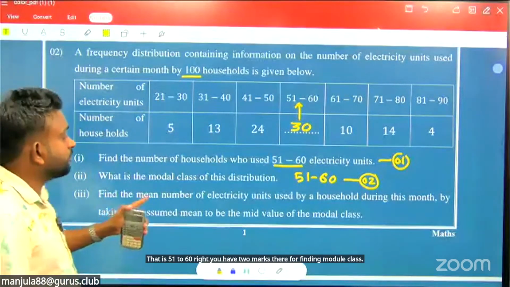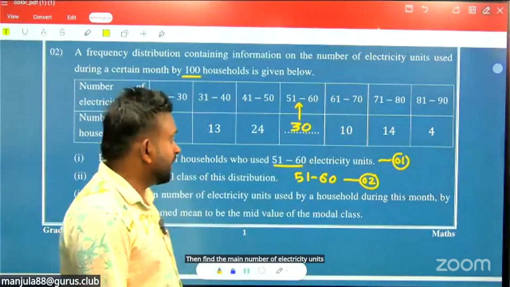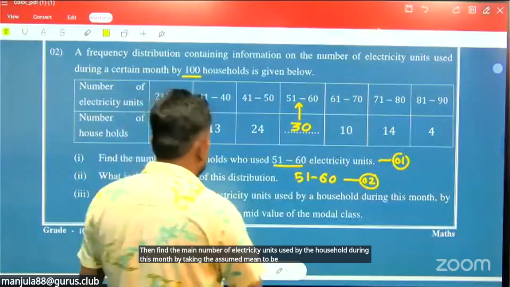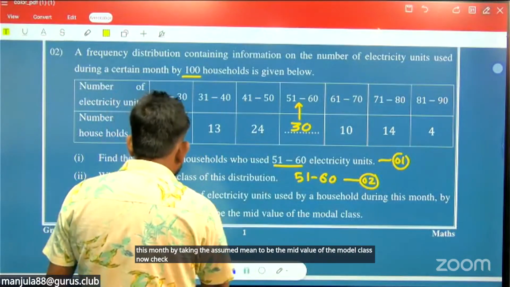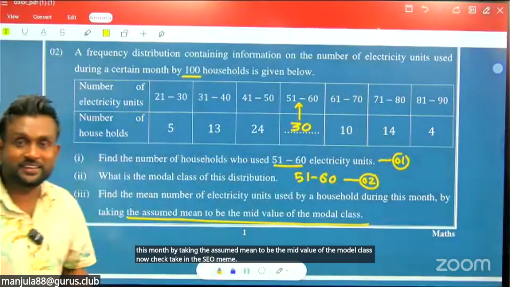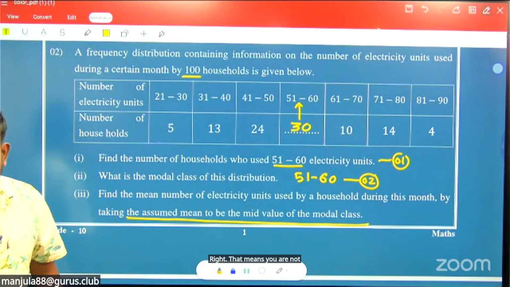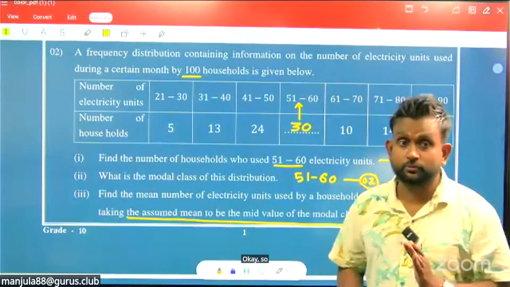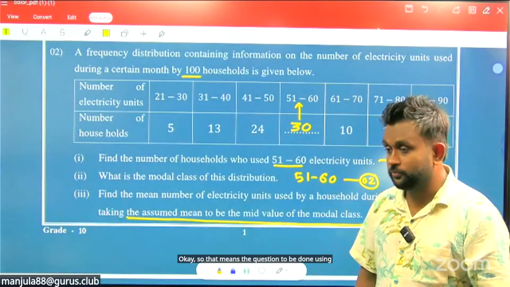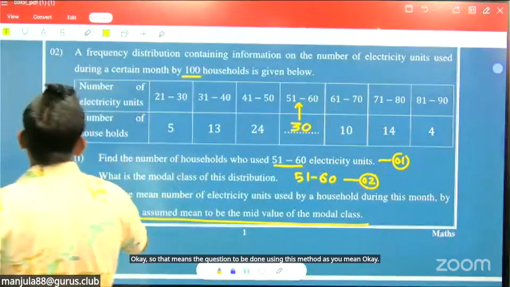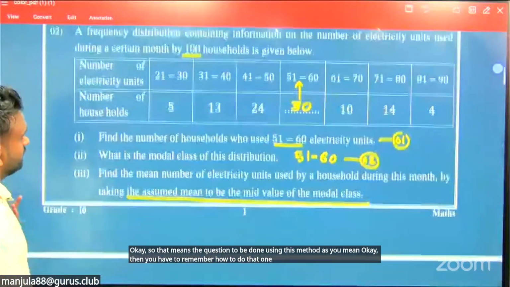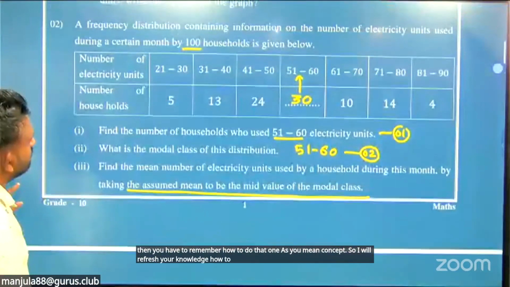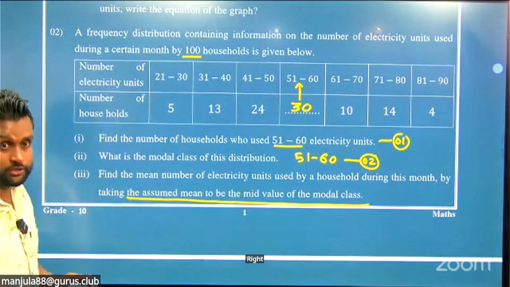Then find the mean number of electricity units used by a household during this month by taking the assumed mean to be the mid value of the modal class. Now check, take the assumed mean. That means you are not allowed to do this question by the mid value method. The question has to be done using the assumed mean method. You have to remember how to do that, so I will refresh your knowledge of the assumed mean method. I will copy the question onto the whiteboard.